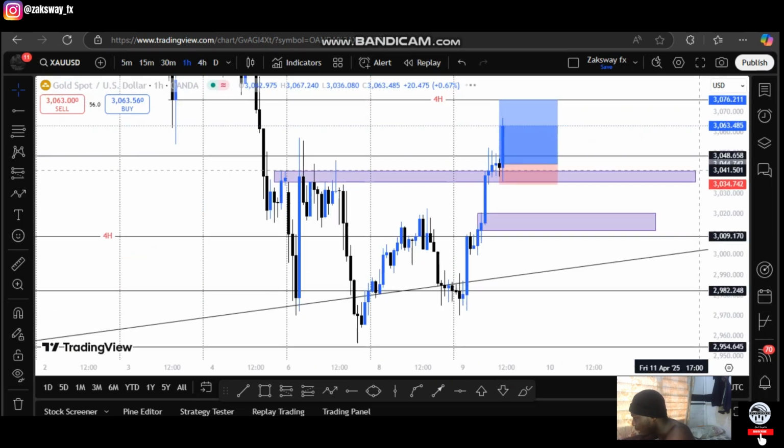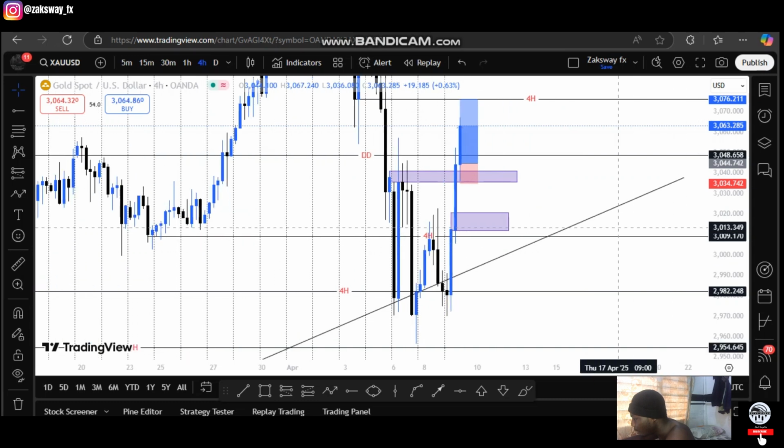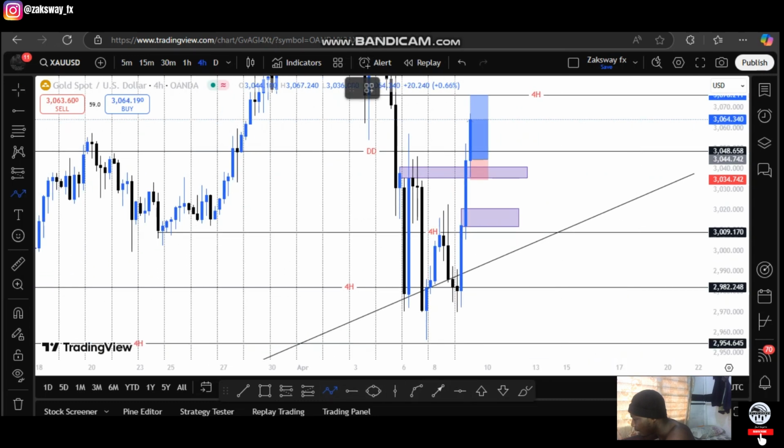It gave me a quick retest, like on the 4-hour. It gave me a quick retest at this zone. After the break of this neckline, price gave me a quick retest. With this weak rejection, it attempted to push down and then it spiked to the upside.